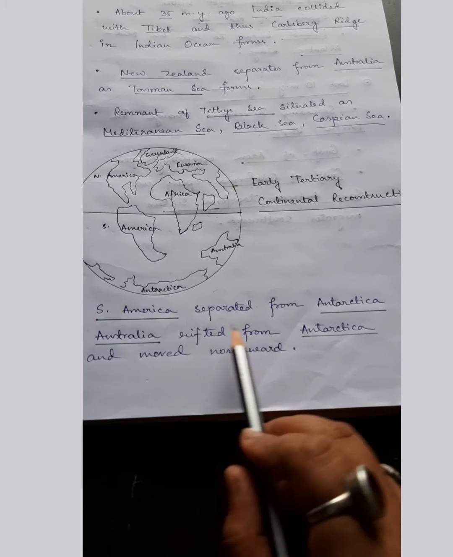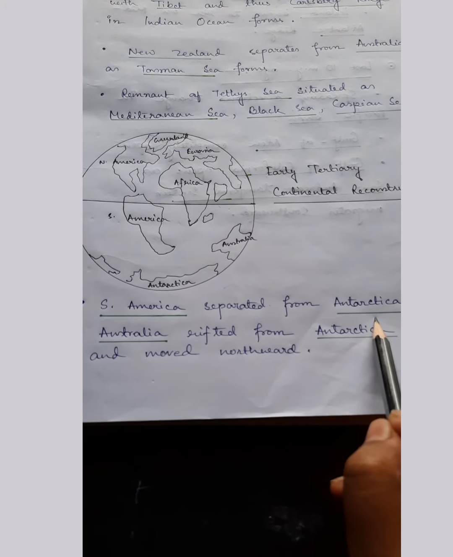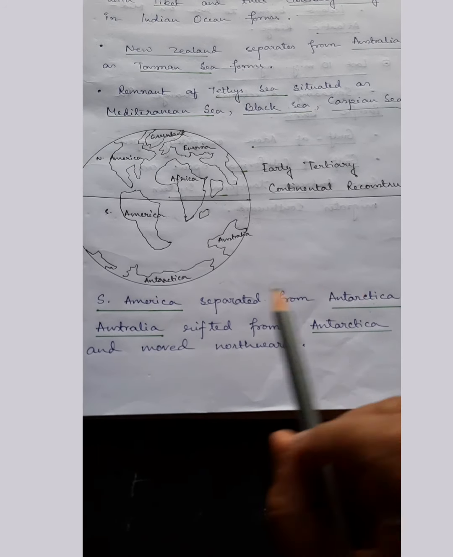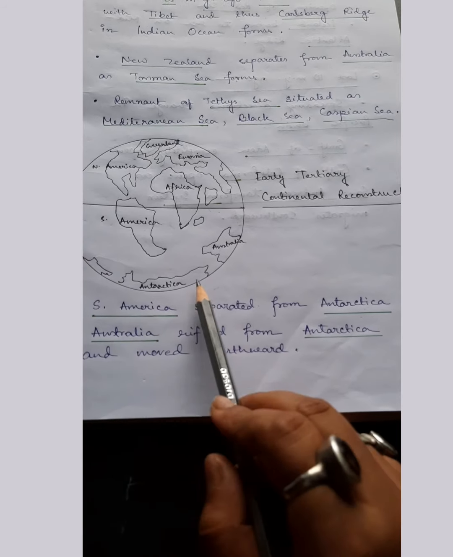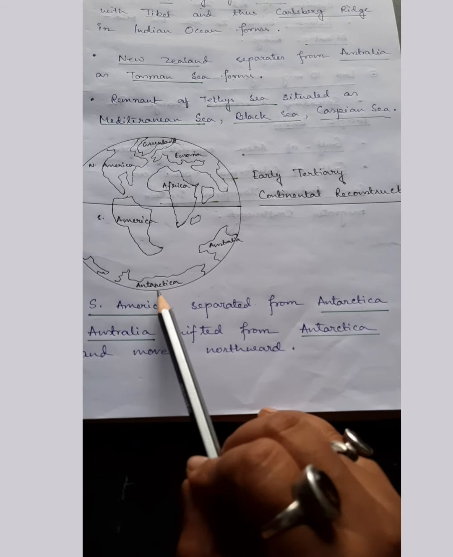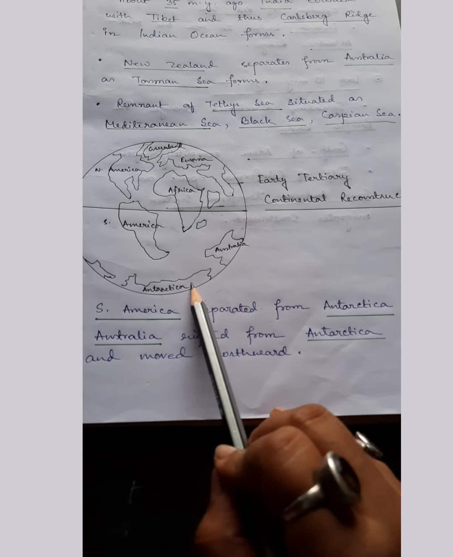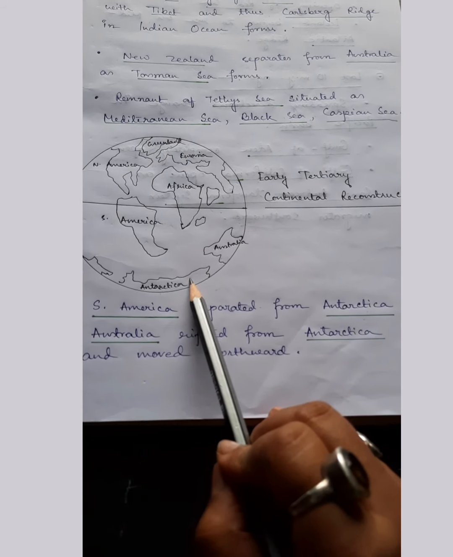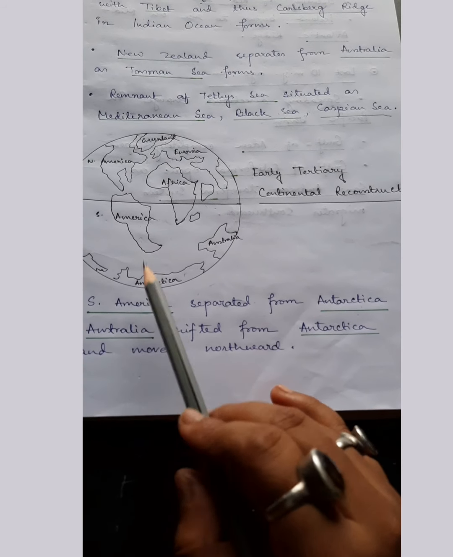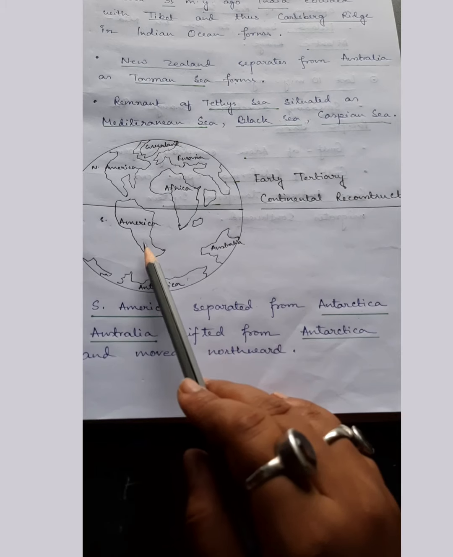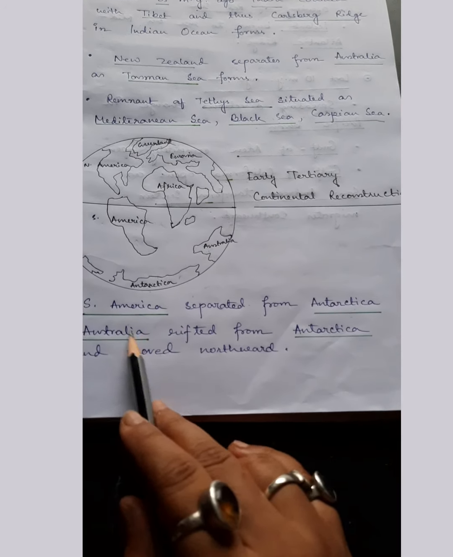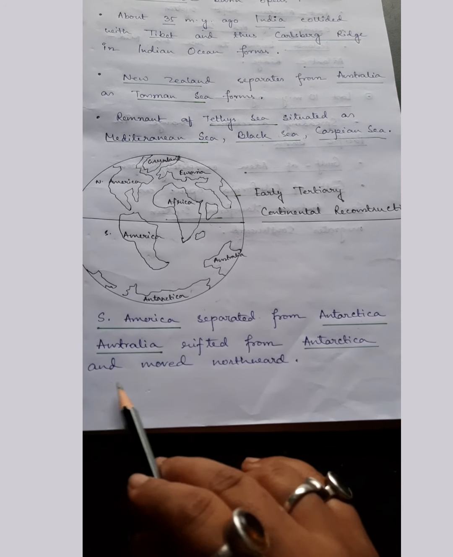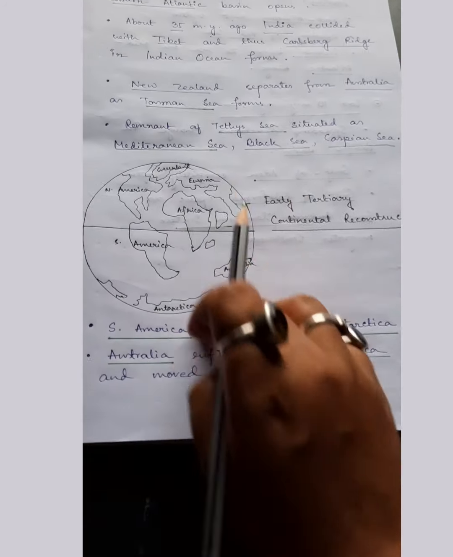And South America started to separate from Antarctica, because before the Tertiary period, South America was connected with Antarctica. Australia was also connected with Antarctica, but South America started to drift away from Antarctica, and Australia also drifted from Antarctica and moved northward. Obviously, they both moved northward.